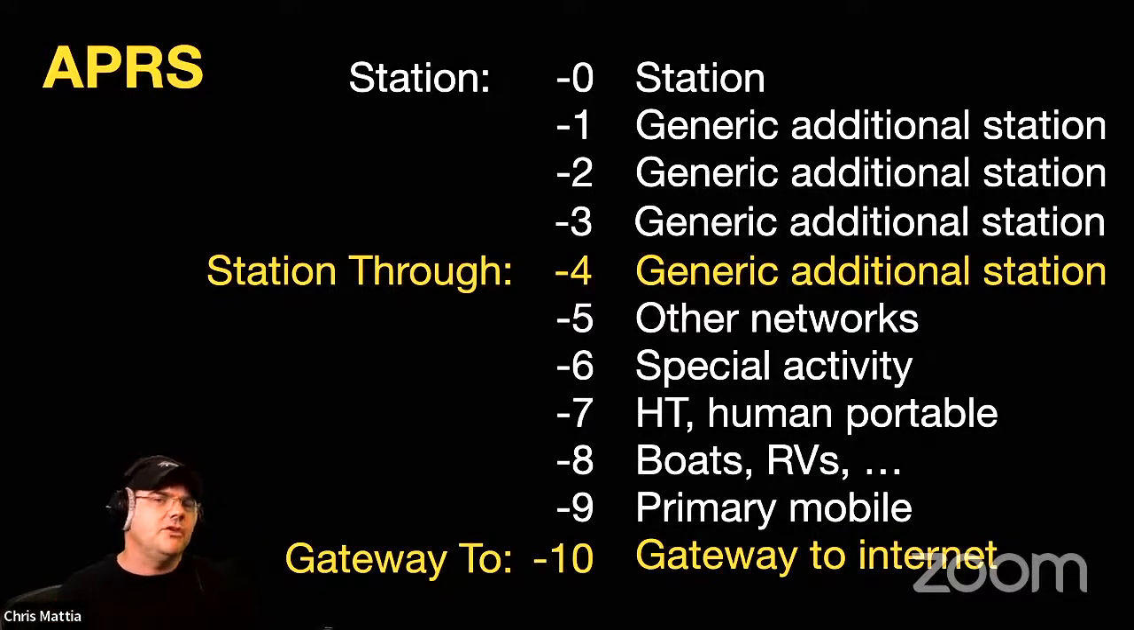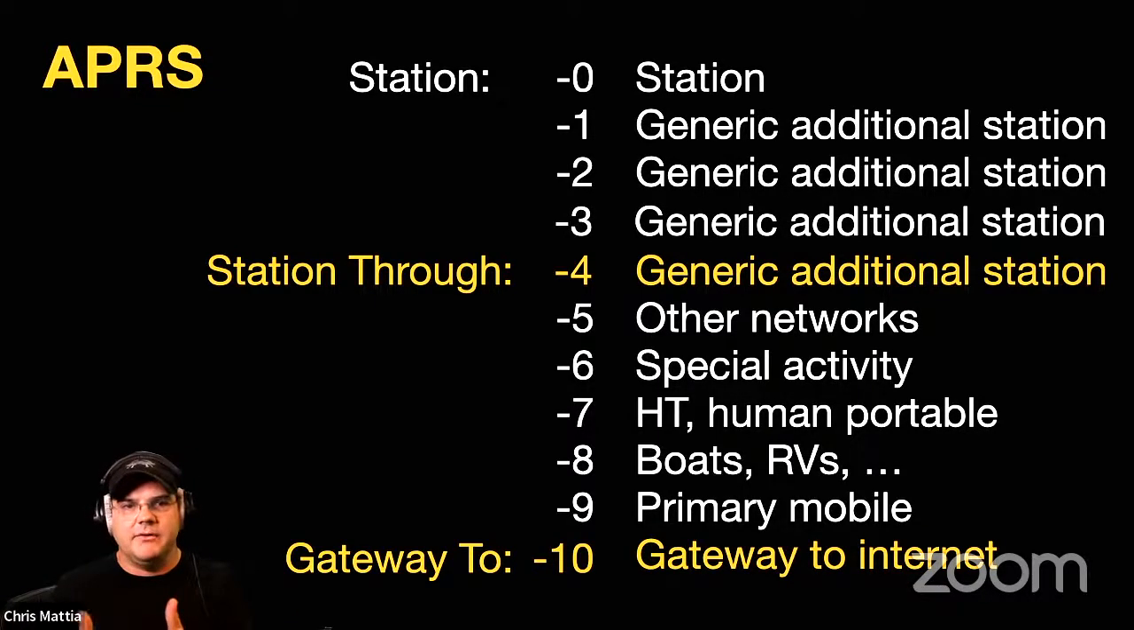But the two that we're usually most interested in is the station through, which is another generic station addition. And this is mostly by convention. So in your particular area, you may need to find out from the hams in your area if they're following the same sequence. Gateways within APRS are generally tagged as -10 at the end. And so those are the two that we're generally going to use. That's what we use here in Southern California.